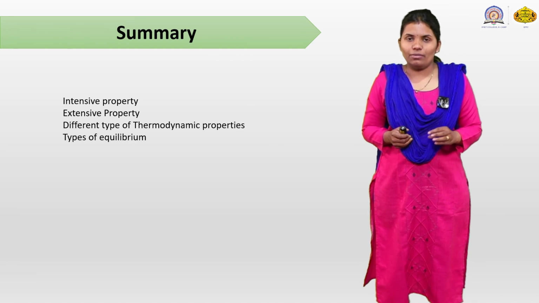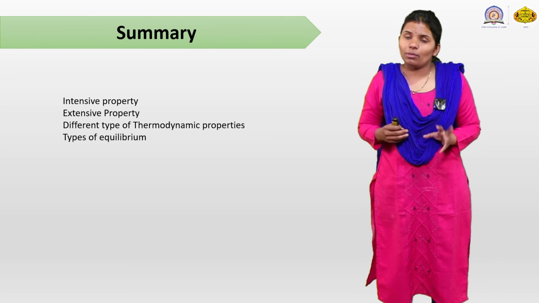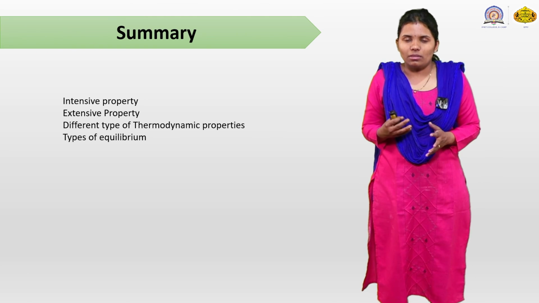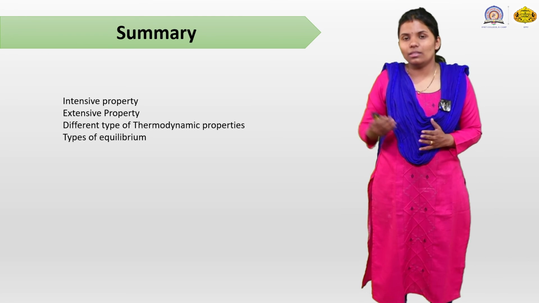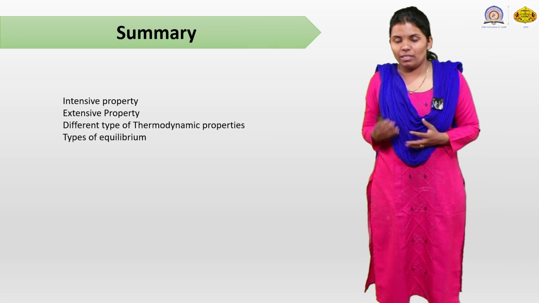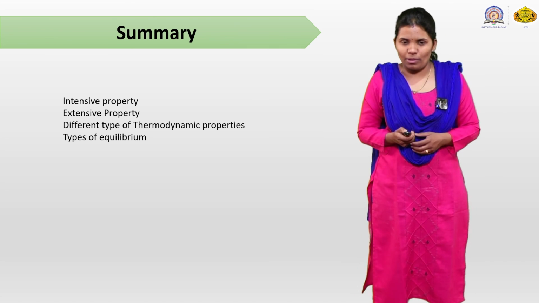In intensive property, we have seen that it is a property of a system which does not depend upon the amount of matter, but depends upon the properties of that matter. In extensive property, we have seen that it is a property which depends upon how much matter is present. That is, mass and volume are extensive properties.